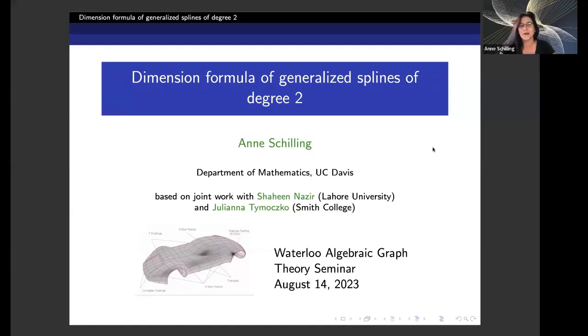I should say that usually I work in algebraic representation theory, in particular crystal graphs and things like this, which are actually about representations of quantum algebras. But today I'm planning to talk about some recent work I've done with Shaheen Nazir and Juliana Tymoczko on splines. This is a slightly different topic from what I usually talk about, but I thought it would fit very well with the topic of this seminar.